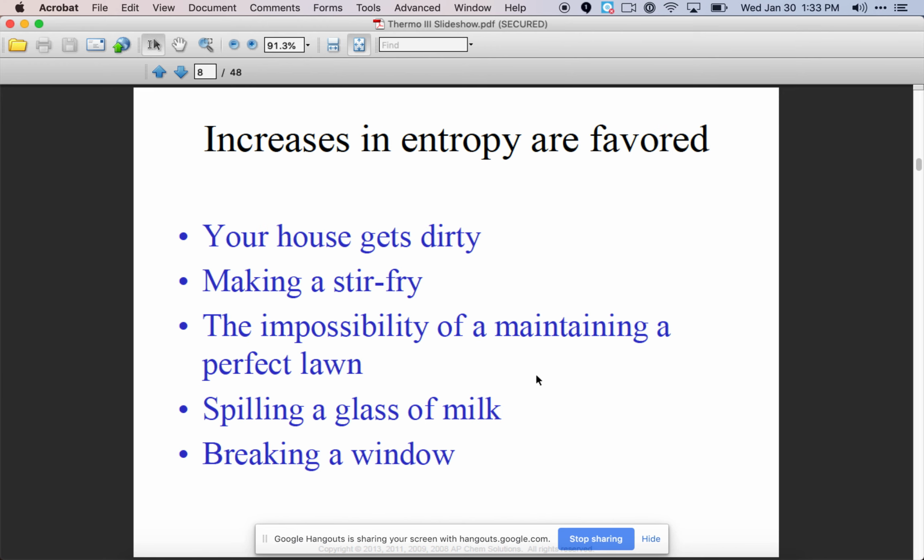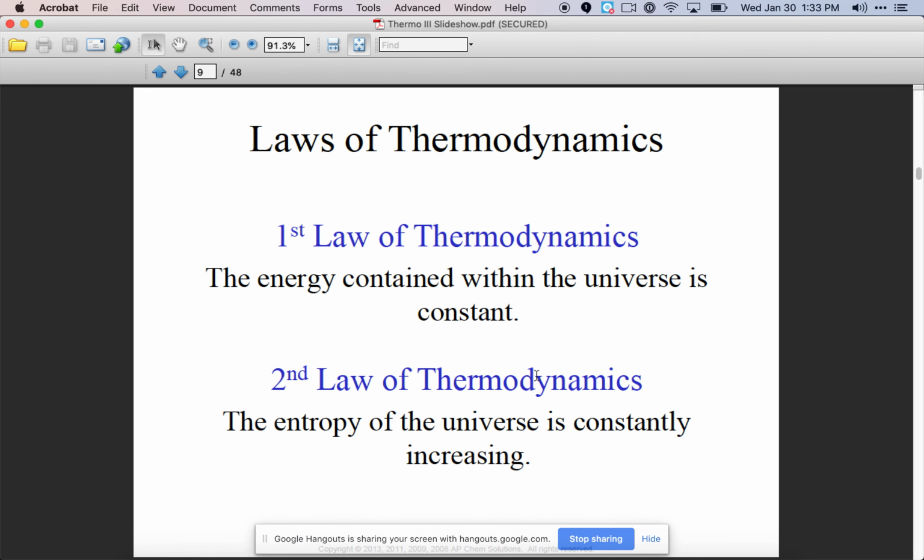All right, so we know about increasing entropy. Now, say again? I was telling everyone that my room's clean. Oh. Good for you.